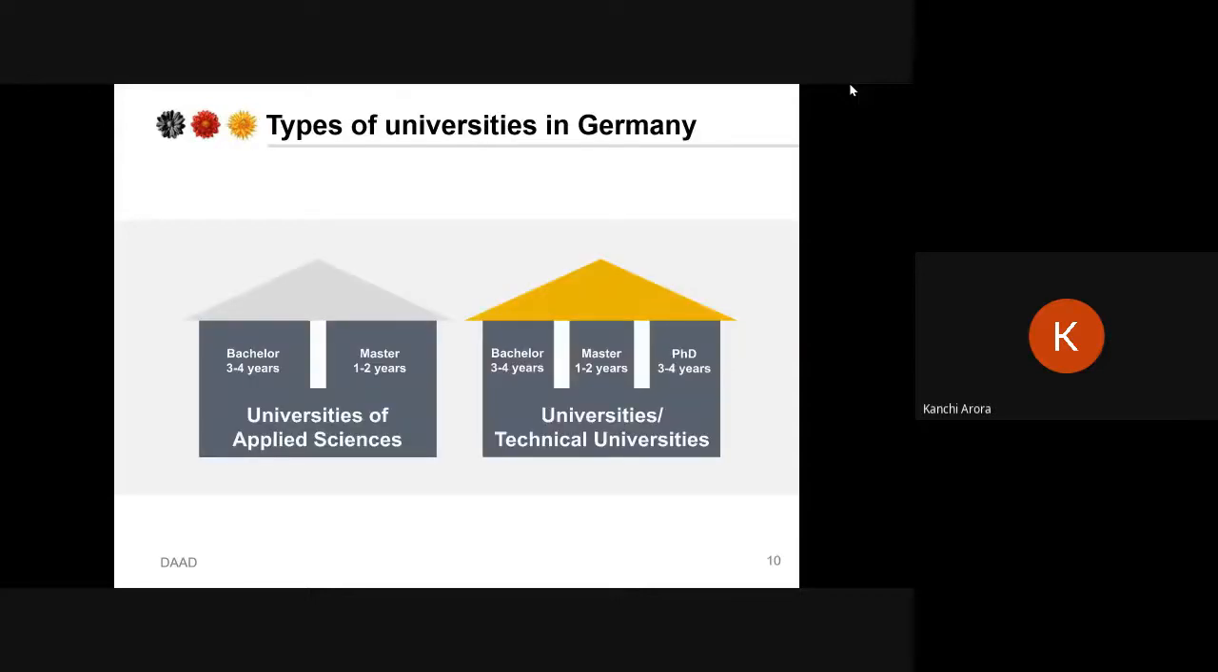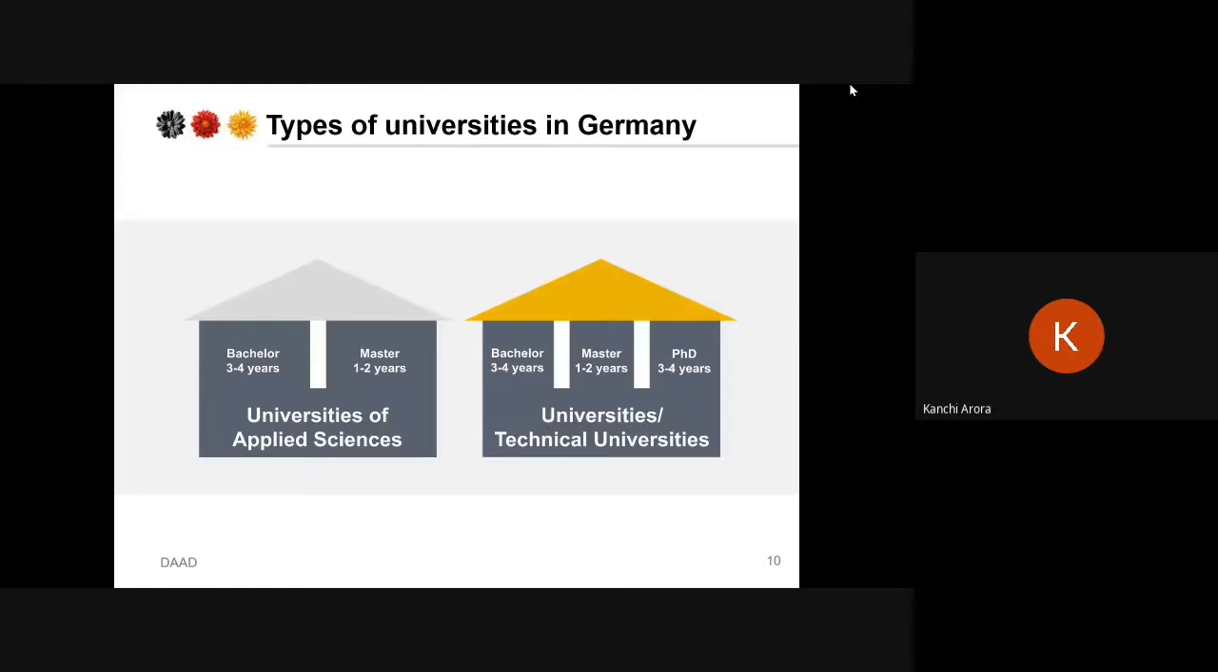So there are two types of universities in Germany. Actually, there are three. There are universities, and then there are universities of applied sciences, and then there are colleges of music, art, and film. Since we are talking about masters in Germany, it is extremely important for you to know the difference between the universities, or also the technical universities, and the universities of applied sciences.